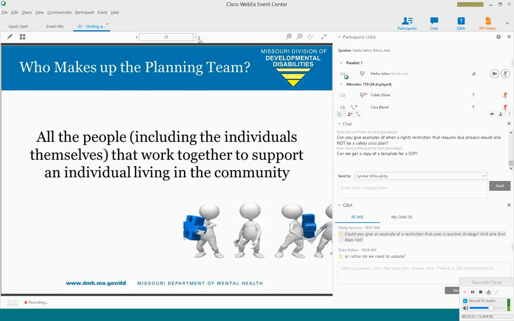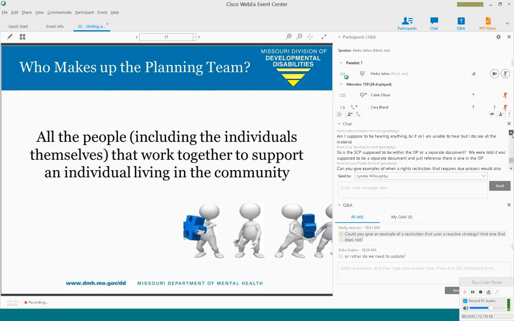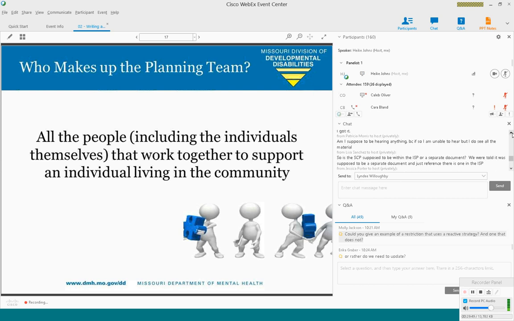So I keep saying planning team. Who is that? We probably all know that, but I'm going to talk about it anyway, just in case some people don't know. It's anybody that supports the individual and has an interest in seeing the person do well. This means the person too. All those people come together and support the person. The planning team may be big, it may be small. There's no standard size for a planning team.